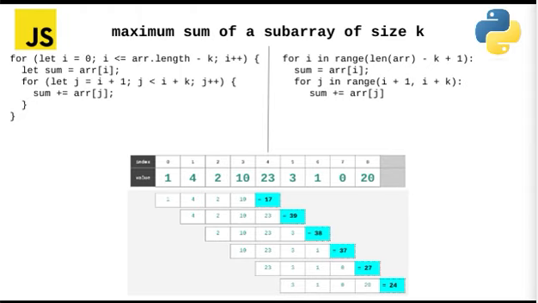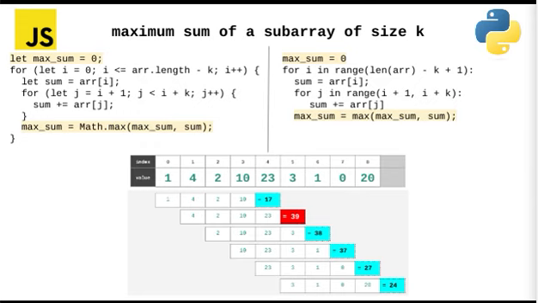I'll add a variable for max sum and set the value to 0. Within the scope of the outer loop, I'll use a max function to compare the max sum versus the running sum. If the running sum is greater than the max sum, we'll replace the max sum with the running sum. So this first pass, our sum is 17.